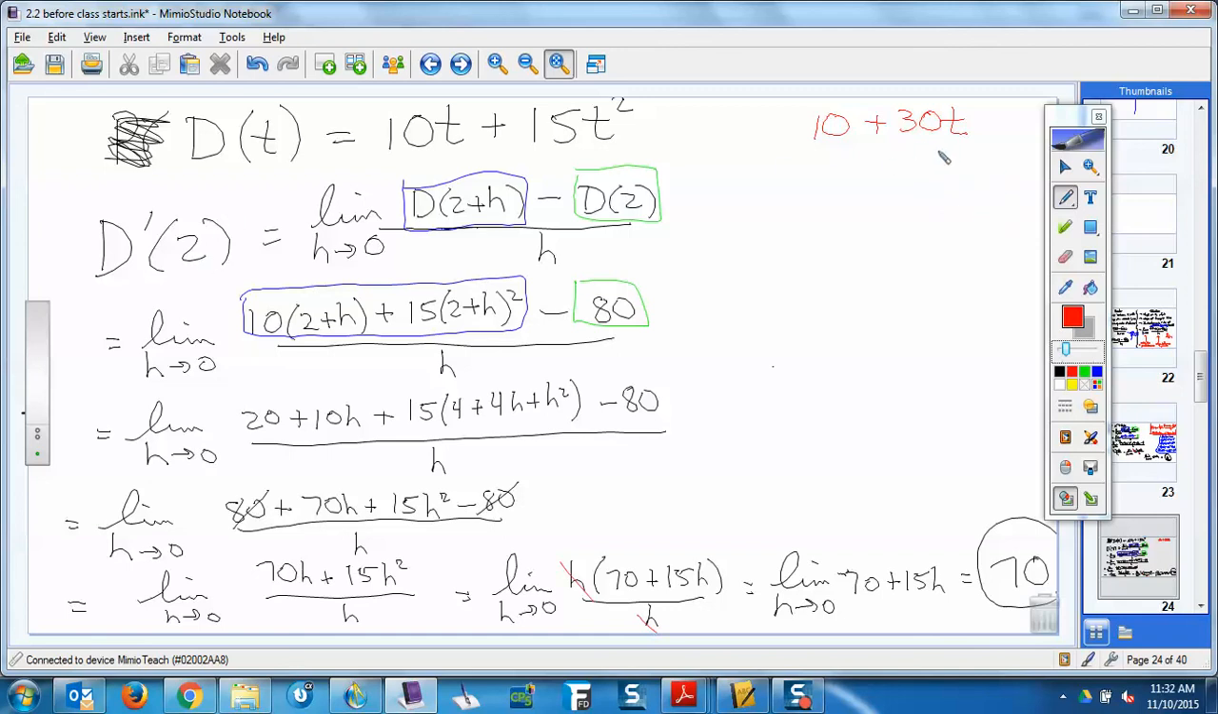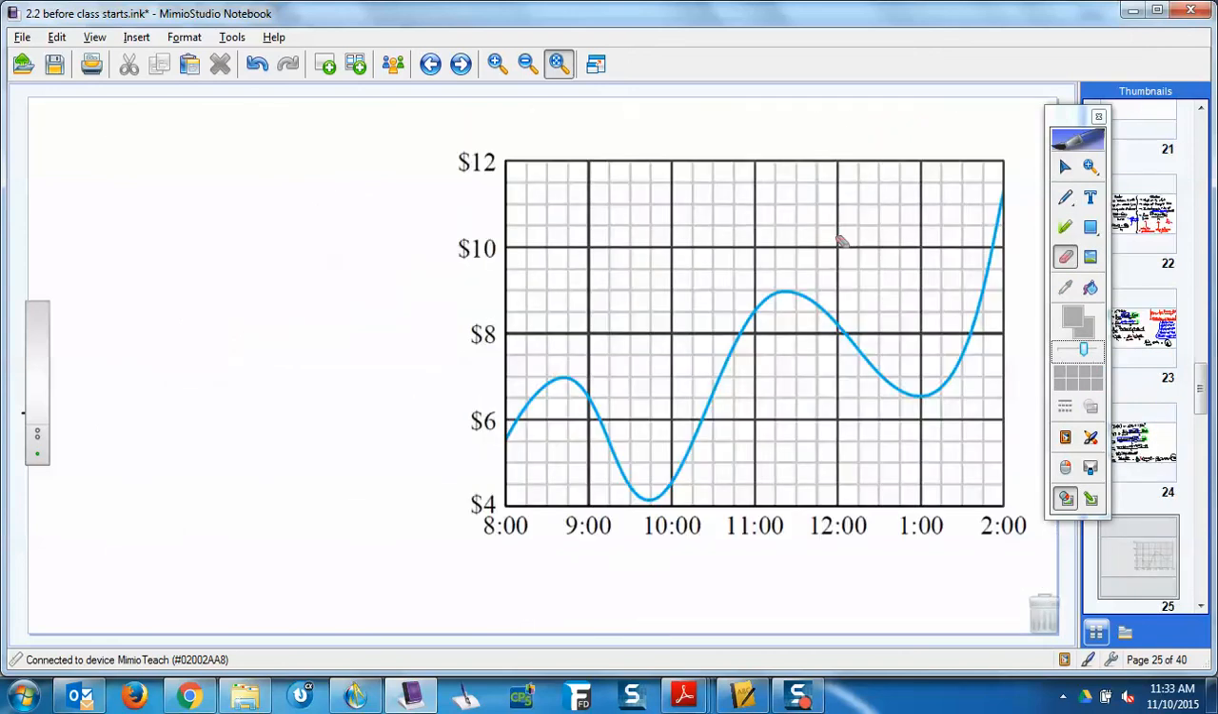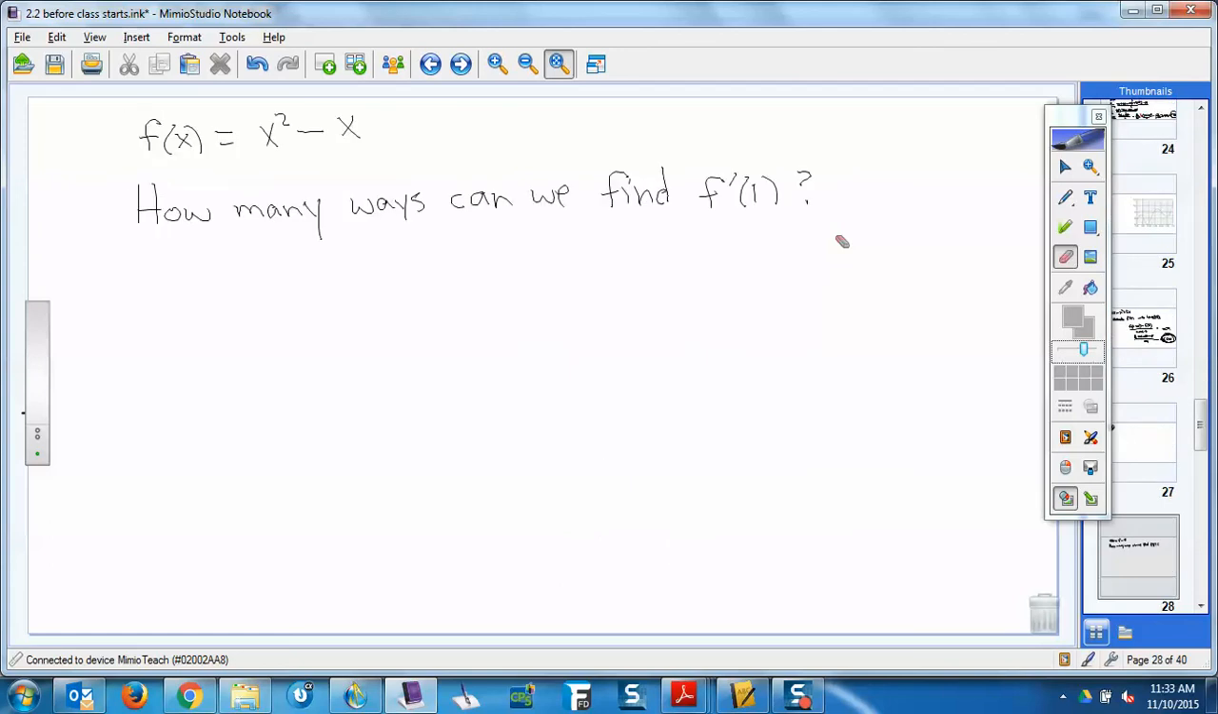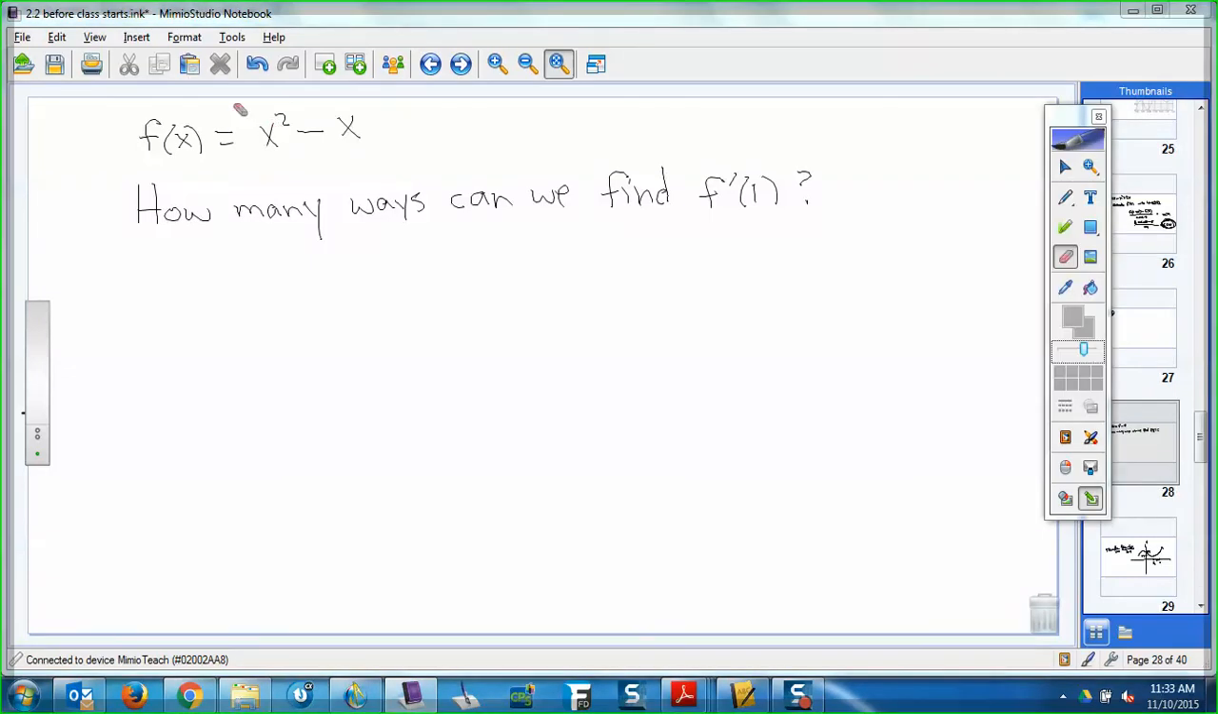But put a 2 into there, we get 70. Okay? We get 70, which is what we found there. We talked about how we could do this with 0.01. Again, that's just two points being really close together. We talked about how many different ways we can find f prime of 1. Well, we got another one now, right? We can actually do the derivative.